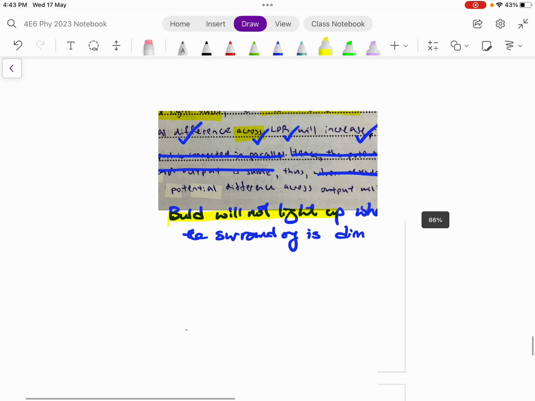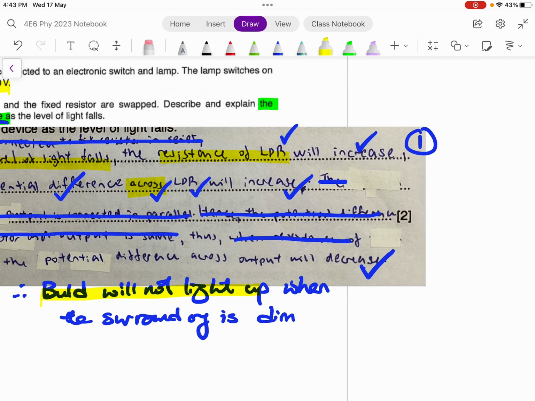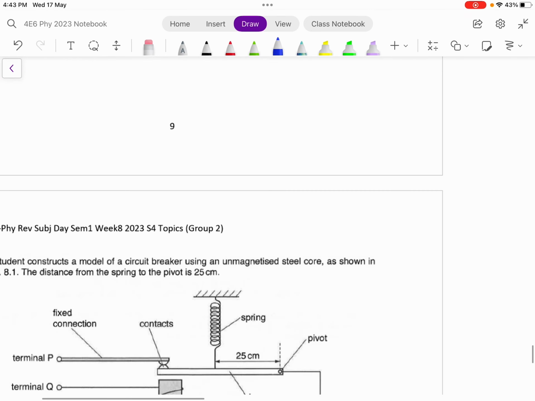So for me, instead of writing so much about whether the connection is series or parallel, I believe that 1 mark will be given to the logic: when the level of light drops, the PD of the output will increase or decrease, things like that. And I think the final 1 mark will go to the operation of the device, which is whether the light bulb will turn on or not.